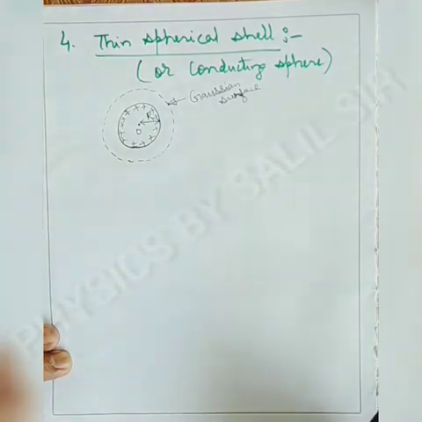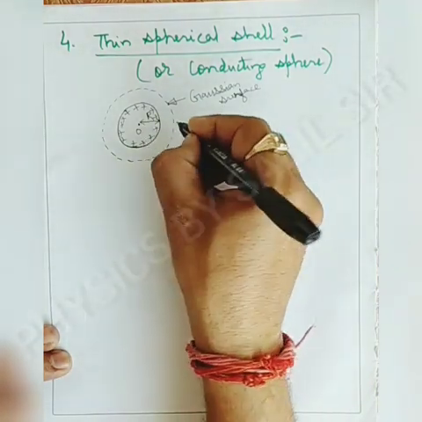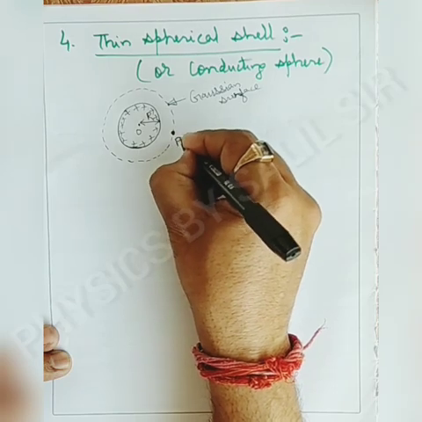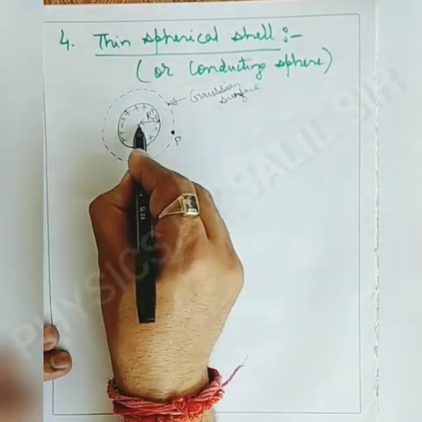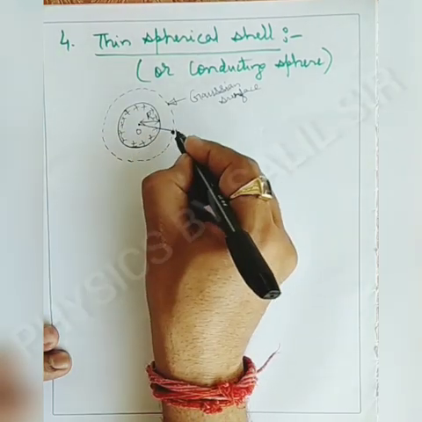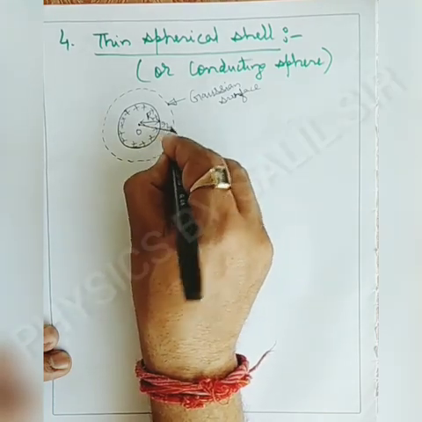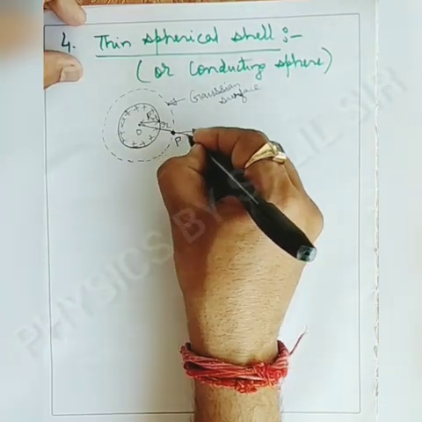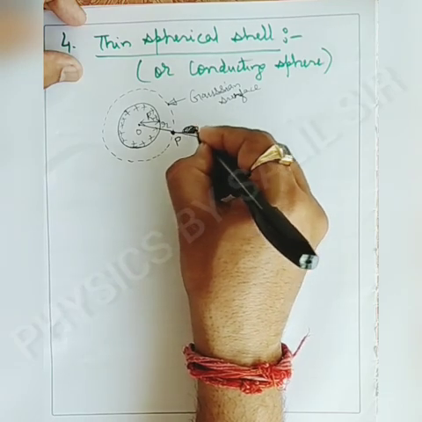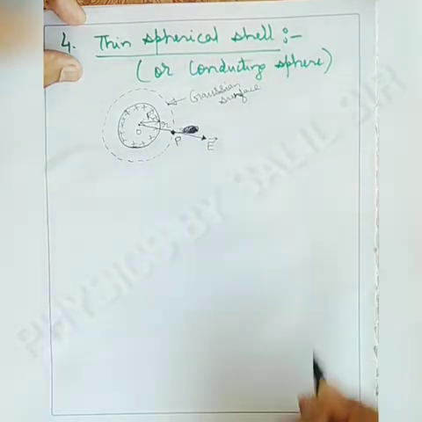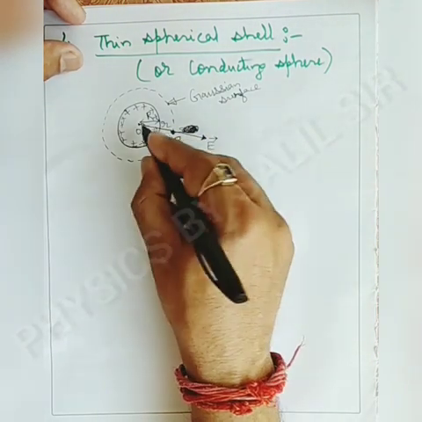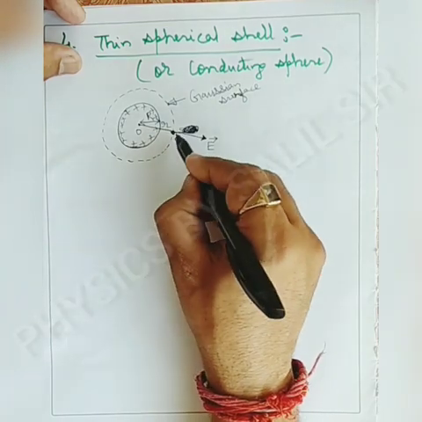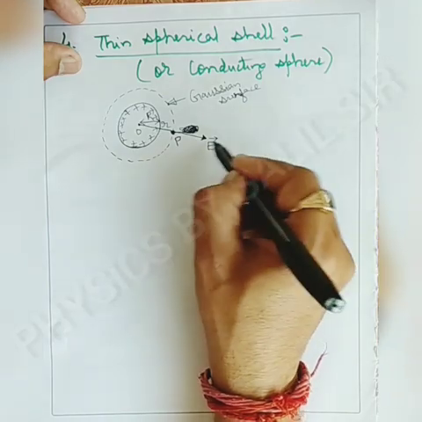And suppose if we assume point P on the Gaussian surface, then on assumption of distance of P from the center of the sphere is small r, then the same imagination we have to do. The direction of electric field intensity will be like this, which is away from this sphere, because we have assumed the presence of test charge plus q naught here, and it will be repelled by this charge. So the direction of electric field intensity will be away from this sphere or shell.